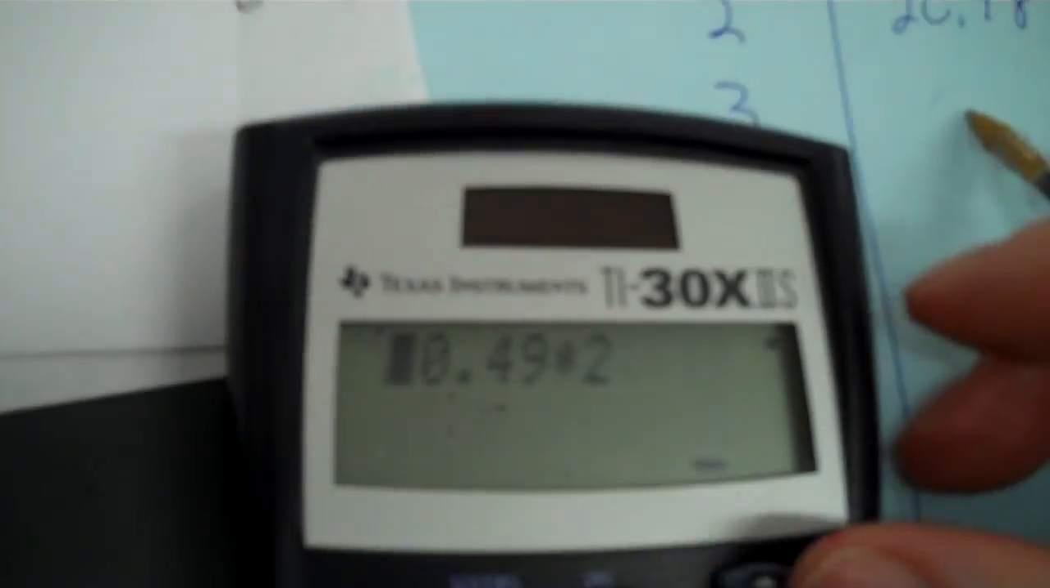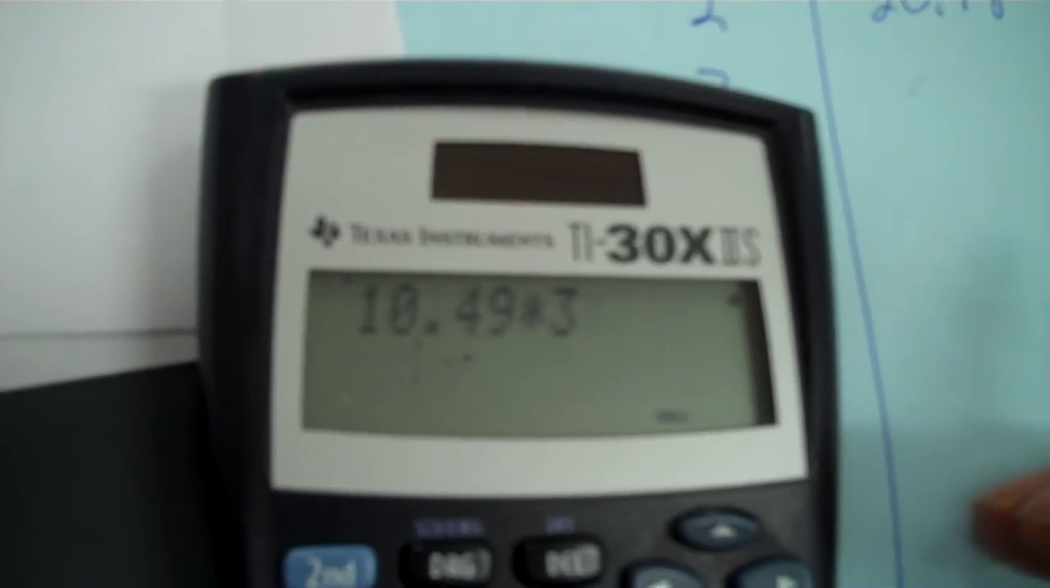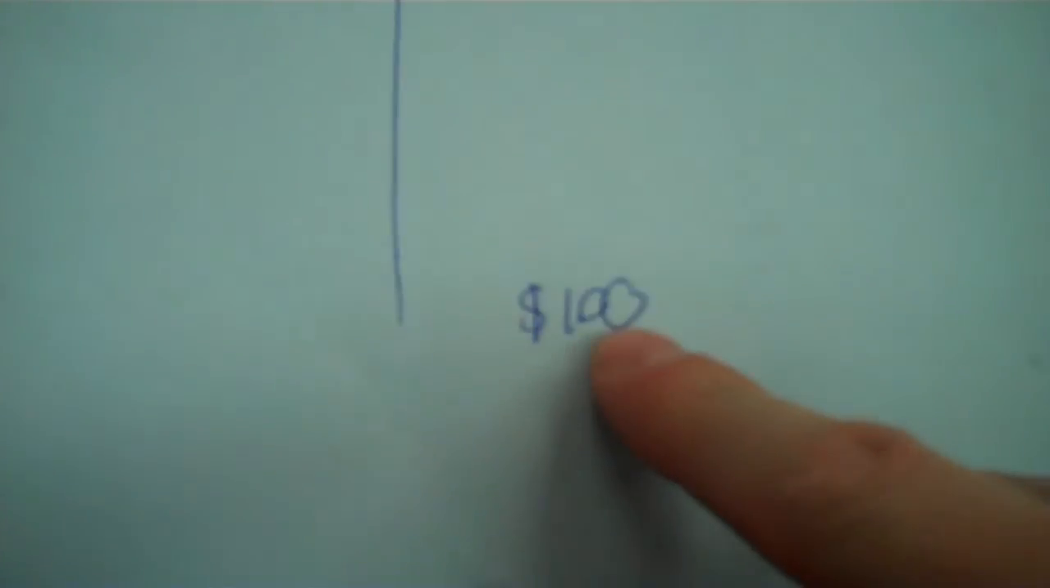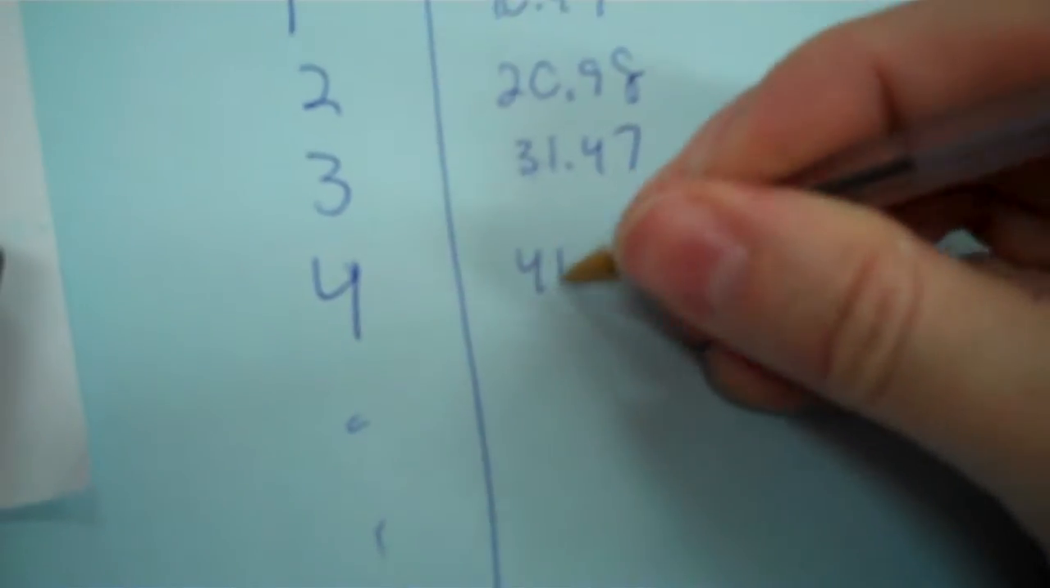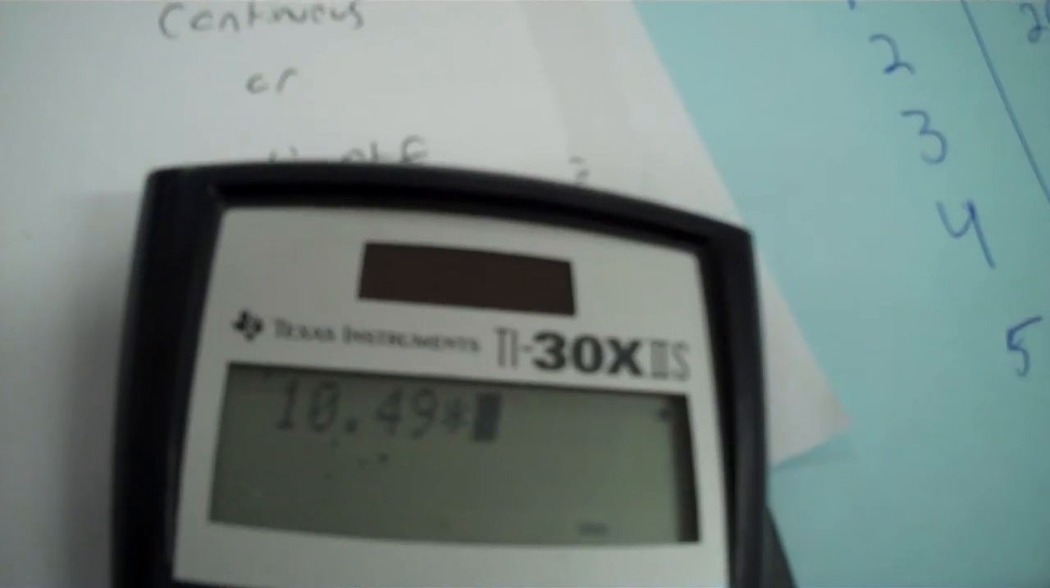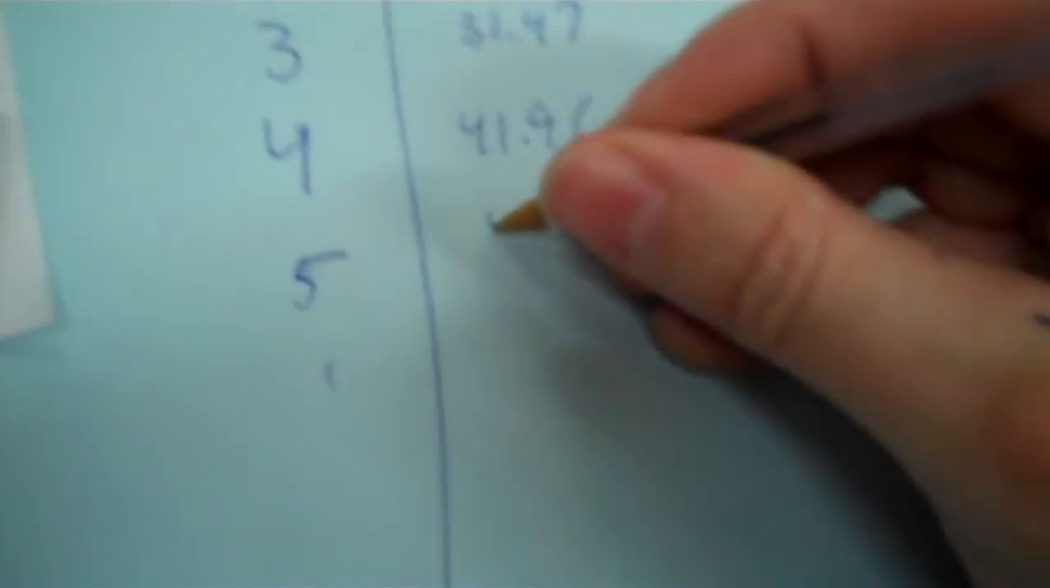After 3, $31.47. Okay. Now, what's my limit? My limit is 100, so I put 100 in the dollars. Okay, so I can't cross $100. I can be at 100, I just can't go over it. Okay, so 4 costs $41.96. Okay, 5, $52.45.